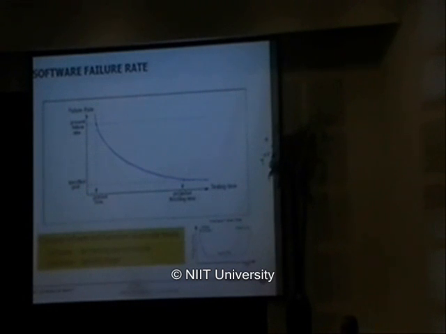I guess people here are taking courses in hardware and software, right? Many of you have probably taken hardware courses. So I want to make a distinction between software failure rates and hardware failure rates. Is this curve at the bottom, this small one on hardware failure rate, familiar to some people?